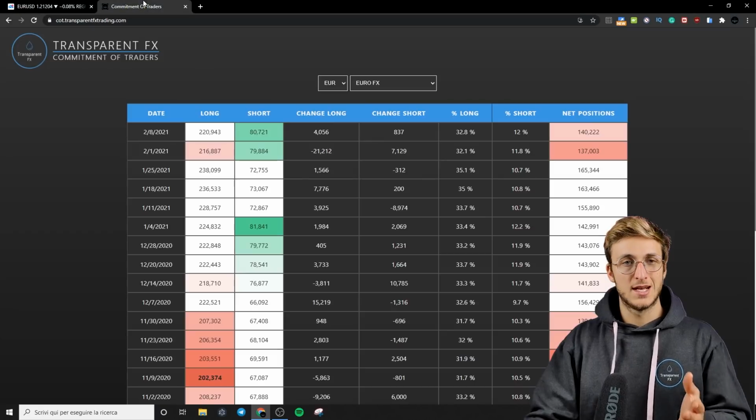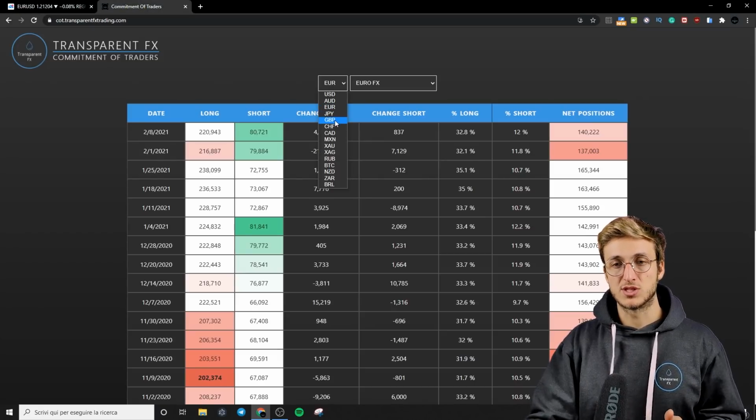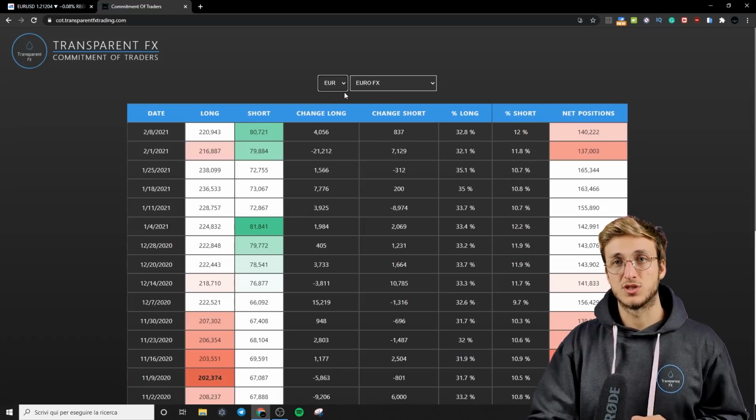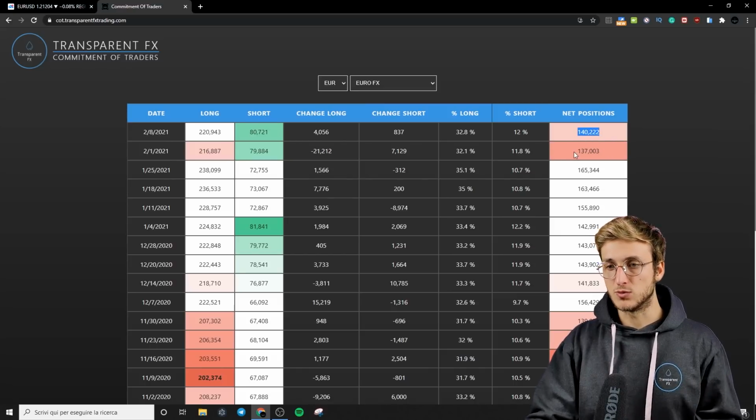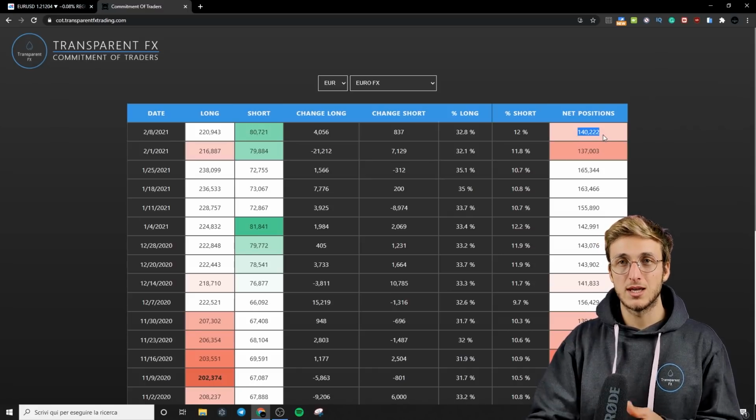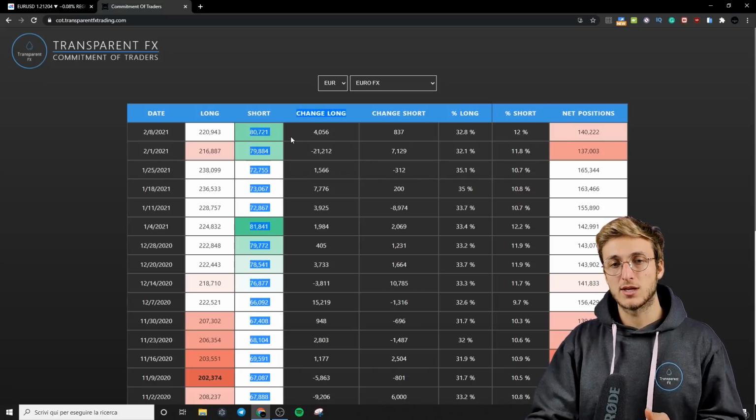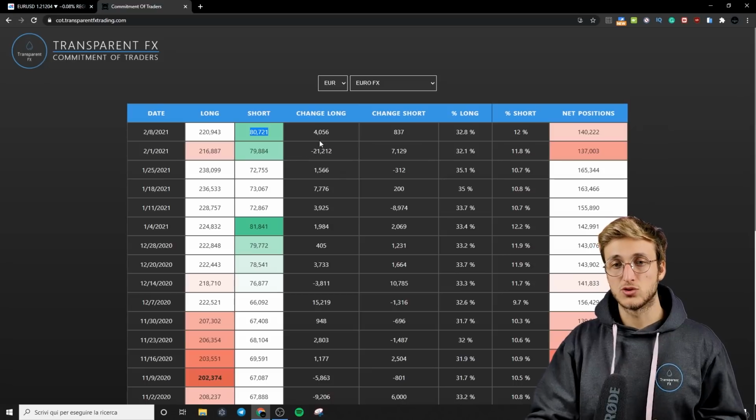Now, if we go and see what we have from a COT perspective, so commitment of traders perspective, which is what the biggest speculators in the market are doing, what we can see is that with the last report, net positions have increased. We went from having 137k net positions to having 140.8k net positions, with 220.9k longs and 80.7k shorts from an institutional perspective, with an added 4k longs and only 100 shorts, basically increasing the long exposure from 32.1% to 32.8%.